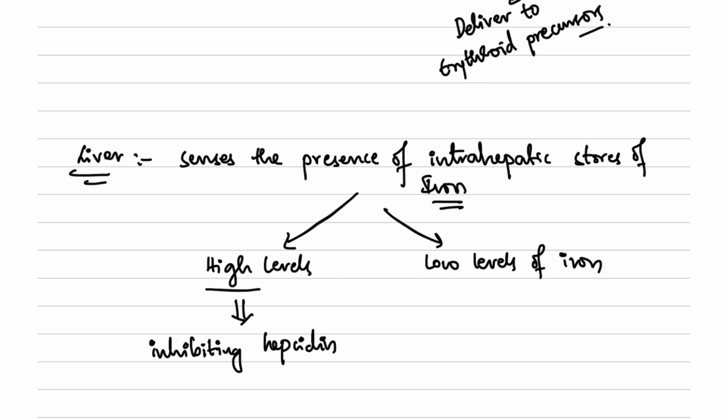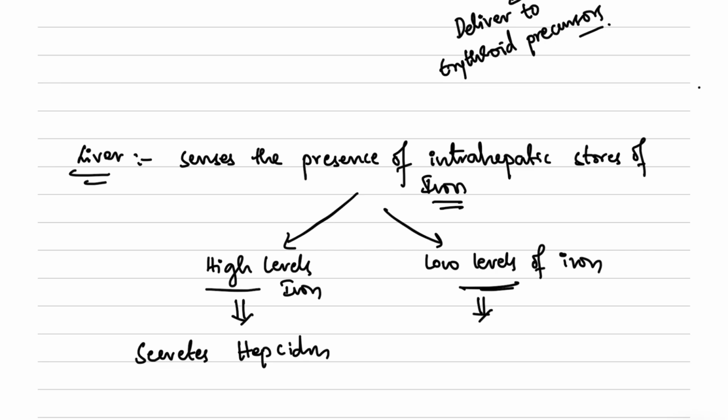Okay, sorry, it's not inhibiting. We look at it. It secretes hepcidin. High levels of iron, it secretes hepcidin, and low levels of iron inhibits secretion of hepcidin.